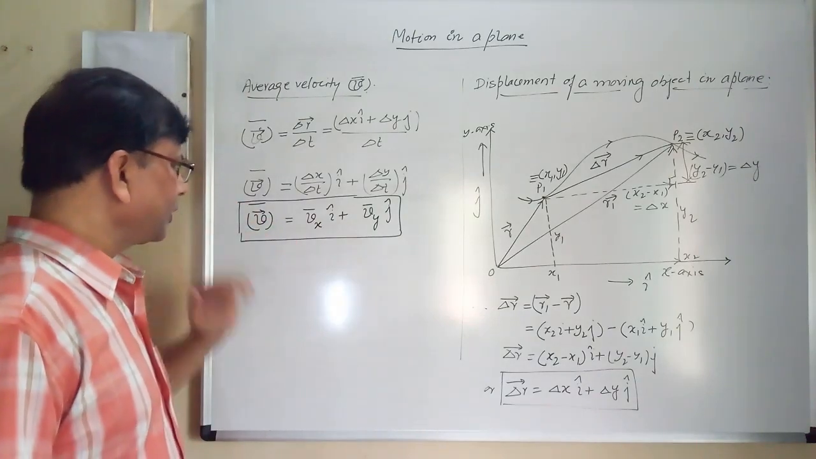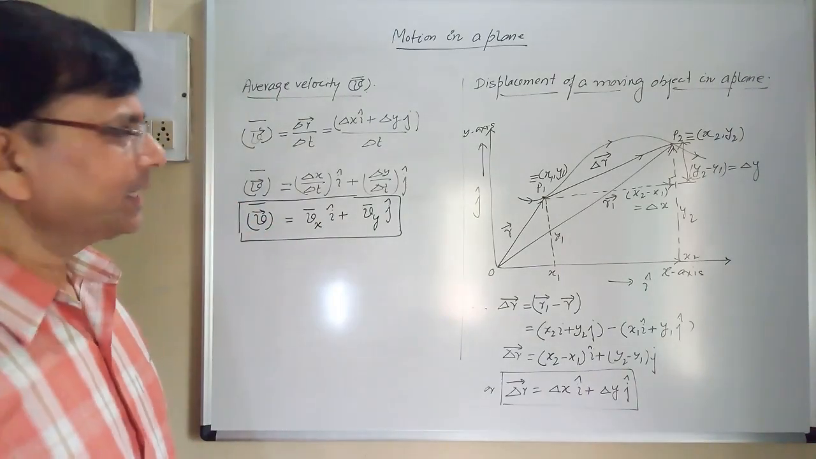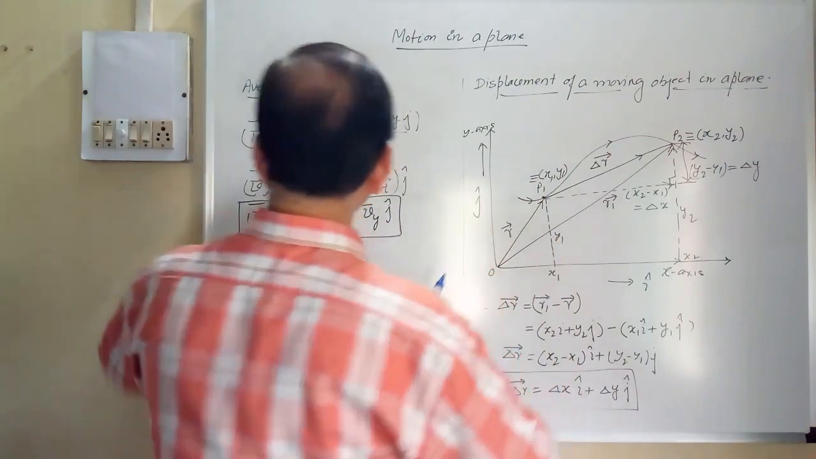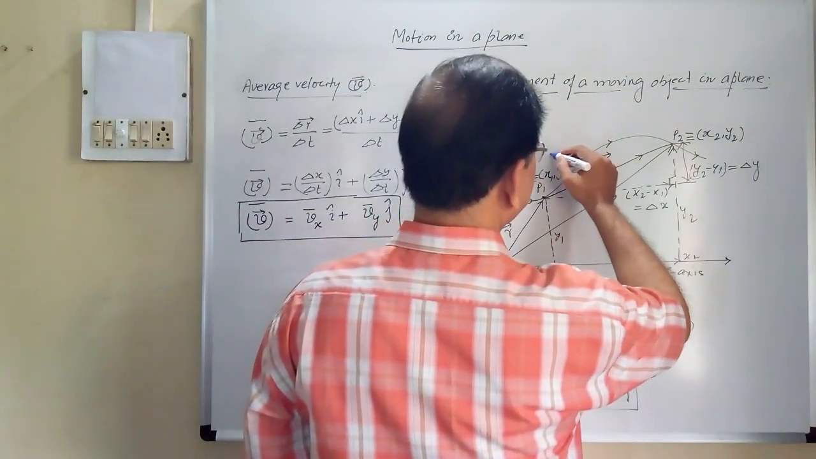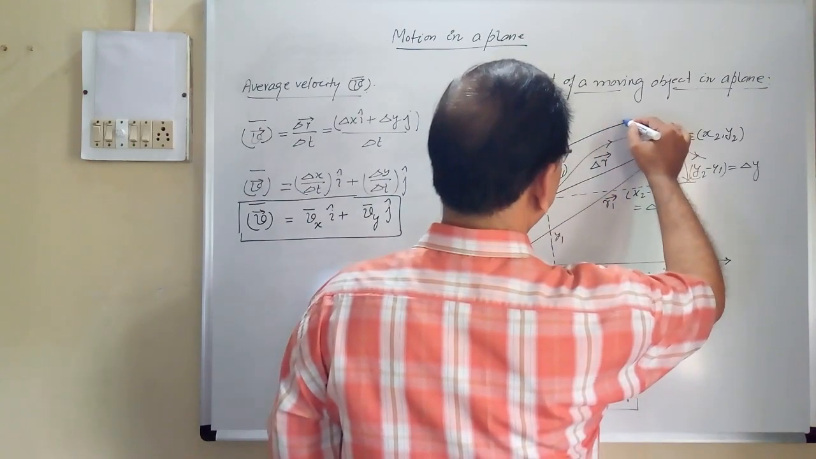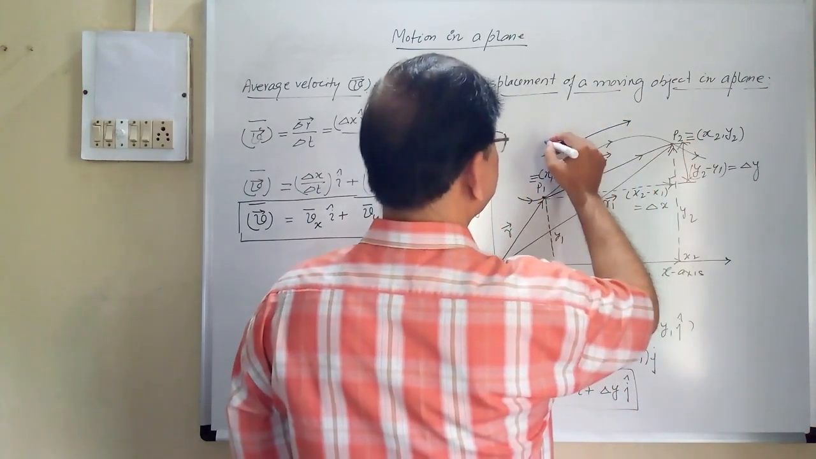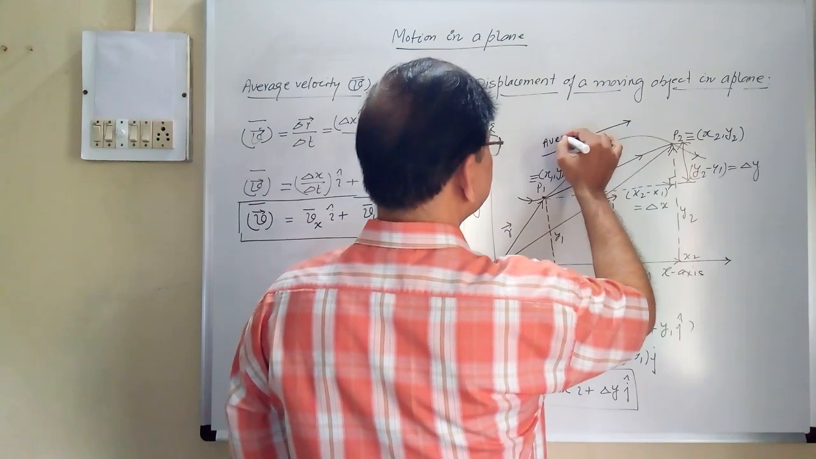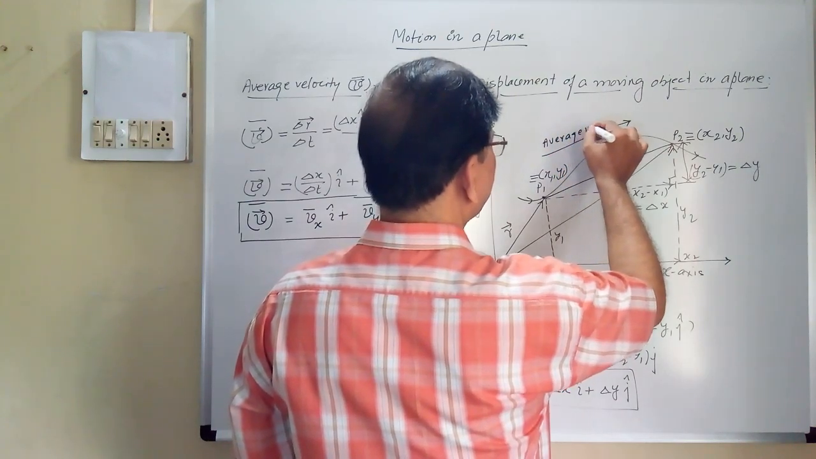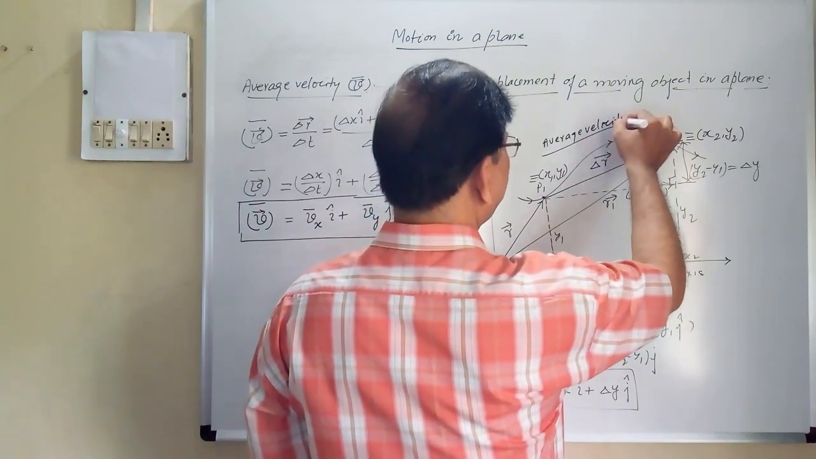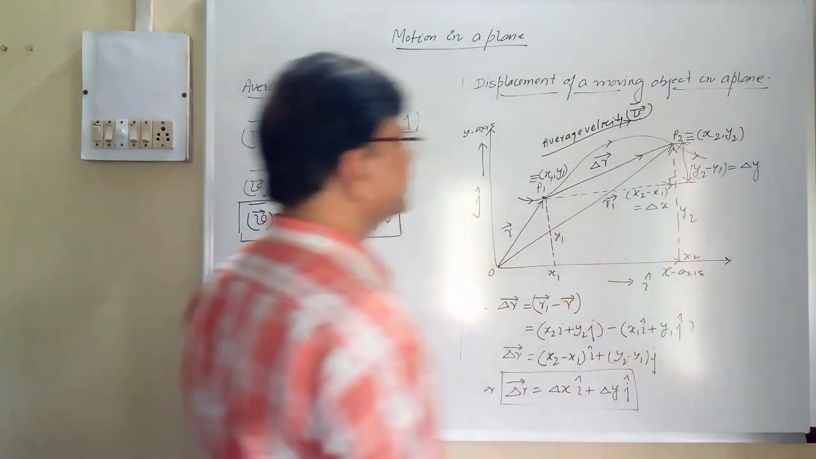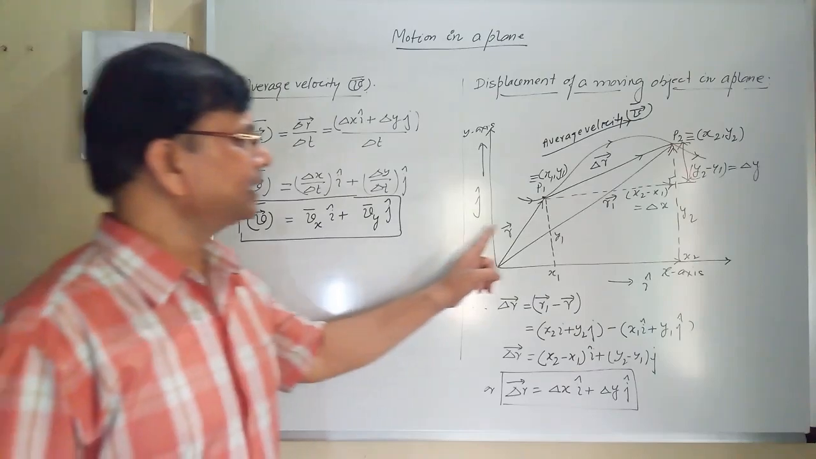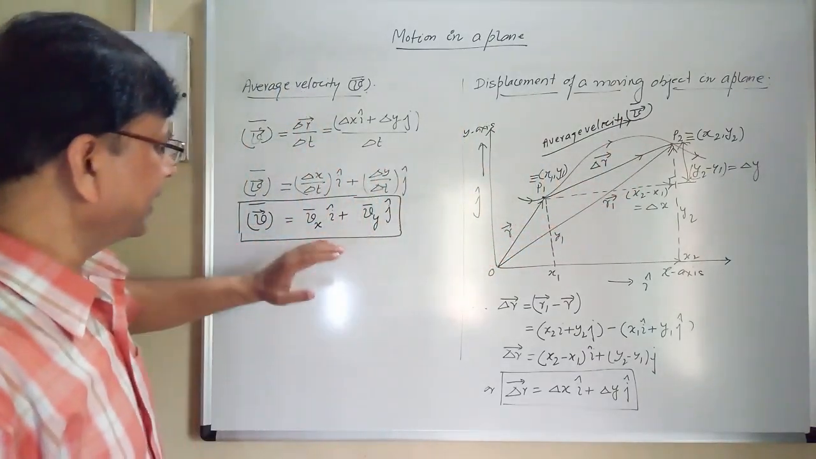What is the direction of this average velocity? It is the same as that of the delta r vector. Means the direction of average velocity will be parallel to this delta r. That is, the average velocity direction, that is the v vector with a bar over it, is the same as that of delta r.